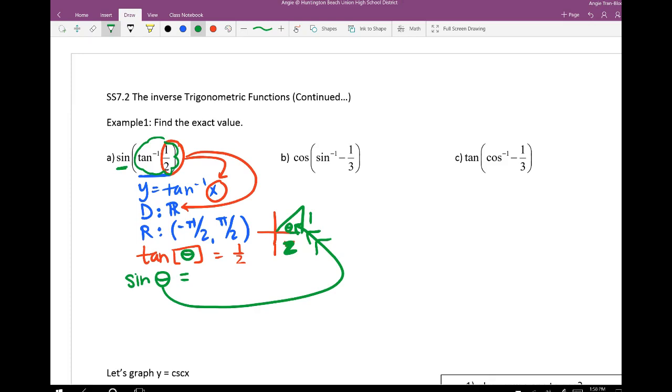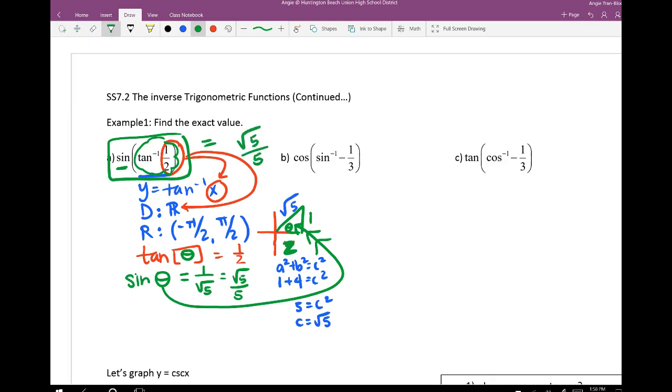Sine is going to be opposite over hypotenuse. I don't know what the hypotenuse is, but I can definitely find it. It's a squared plus b squared equals c squared. A is 1, 1 squared is 1, plus b squared, 2 squared is 4, equals c squared. That's 5 equals c squared, so c is radical 5. So sine is opposite over hypotenuse, which, after we rationalize, is really just rad 5 over 5. So the answer to this whole thing comes out to be rad 5 over 5.